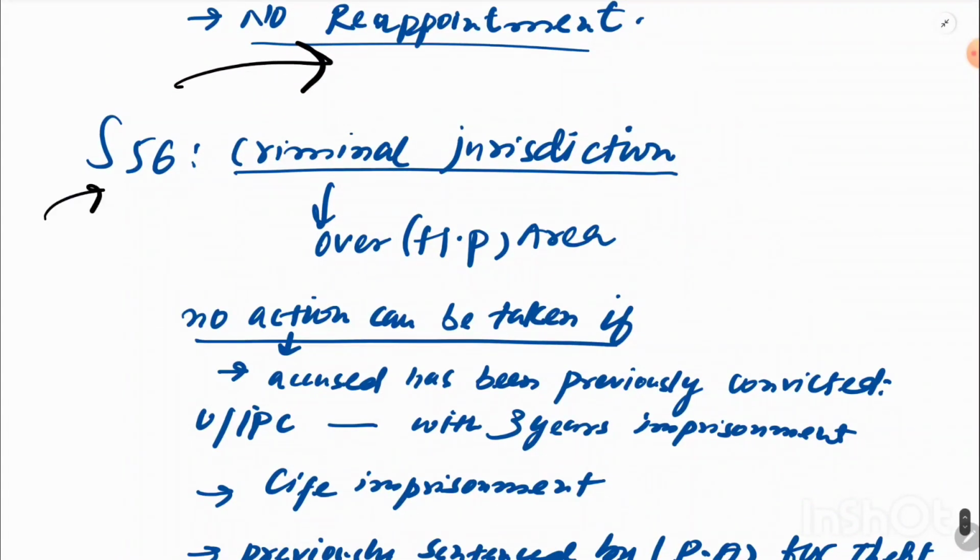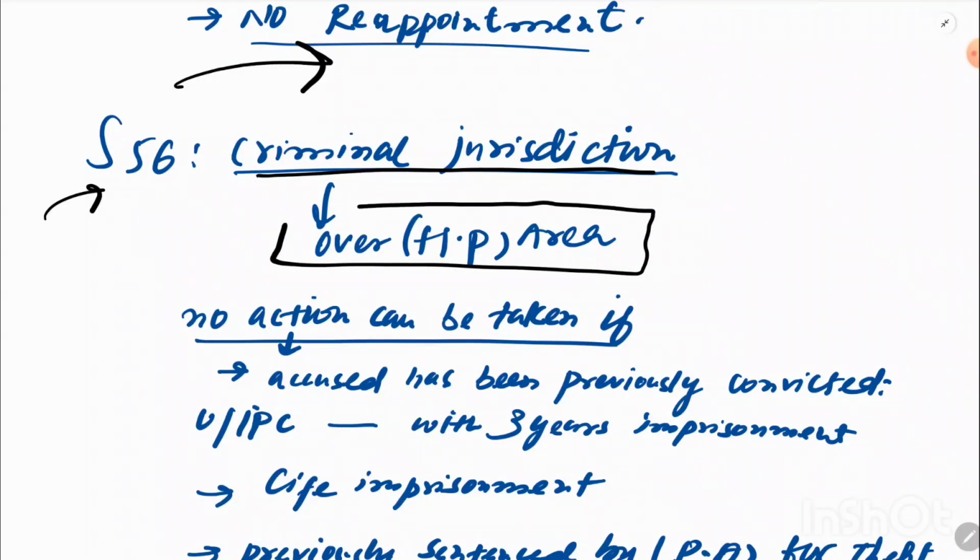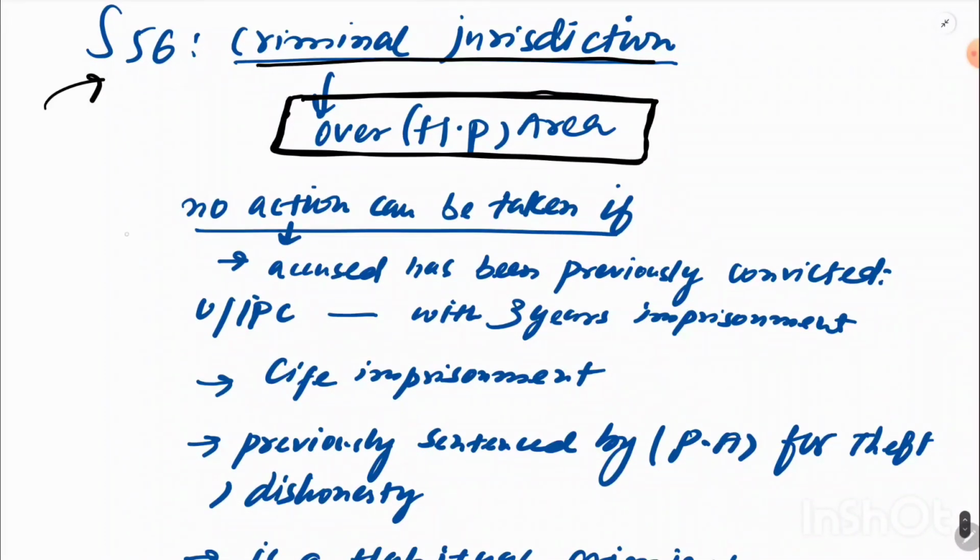Then section 56 talks about the criminal jurisdiction of Panchayat Adalat. Okay, criminal jurisdiction. It simply means that the Panchayati Adalat shall have criminal jurisdiction over the Halka Panchayat area. Okay, Halka Panchayat area, very important. Over that area, it shall have criminal jurisdiction, and they cannot take any action if it falls under one of these things. What will be the irregularities that cannot be done?